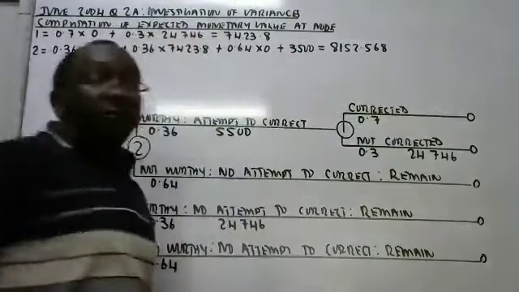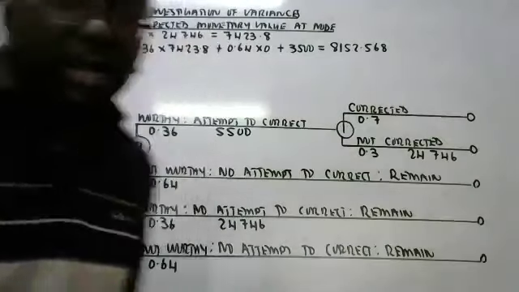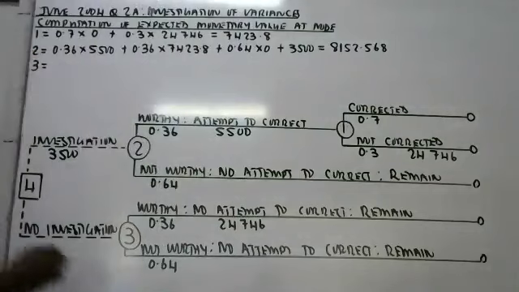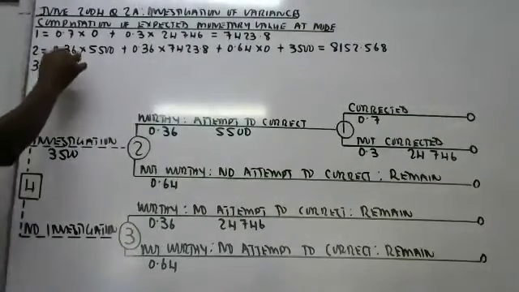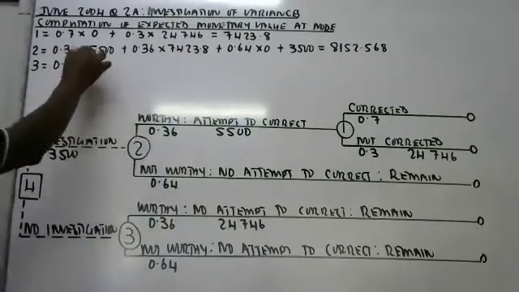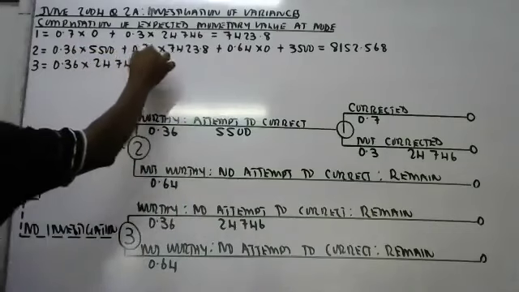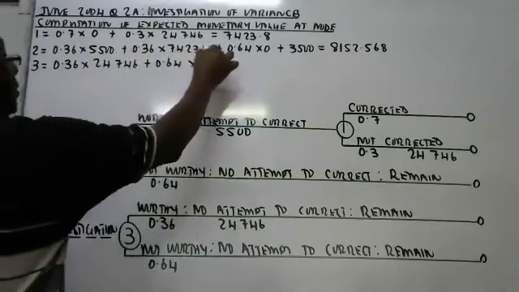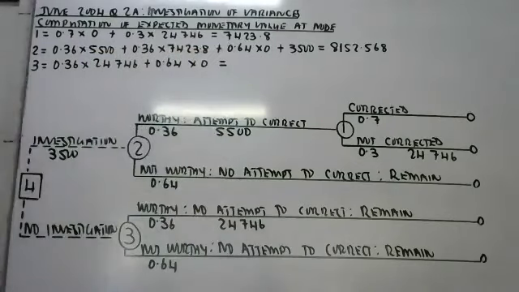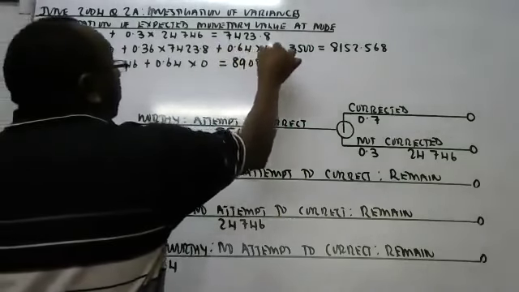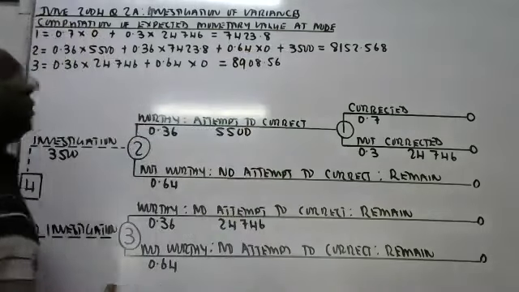8152.568. Oh, yes, Lydia, I can see that. Let's go to number 3. Number 3 is a case of 0.36 multiplied by the cost thereof, 24,746, plus 0.64 multiplied by 0, because that one does not have a cost. That gives 89.56. Good.